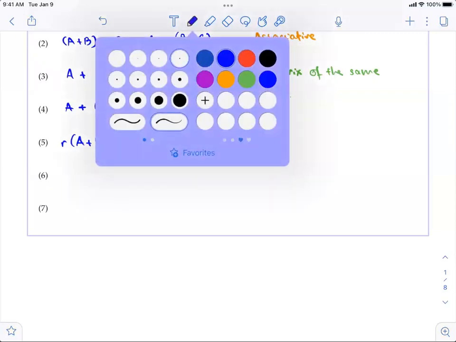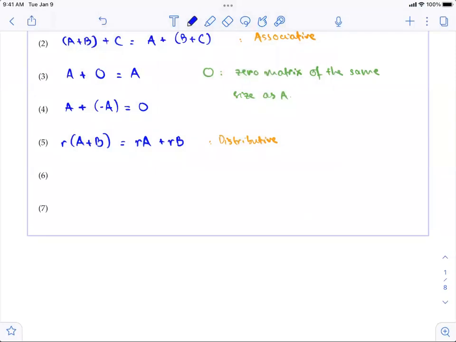There's another distributive property for scalar multiplications, that if you have two different scalars, you can add the scalars together first and then multiply with the matrix A, or you can scale the matrix A in two different manners and then add them together. Right, so this is also distributive.